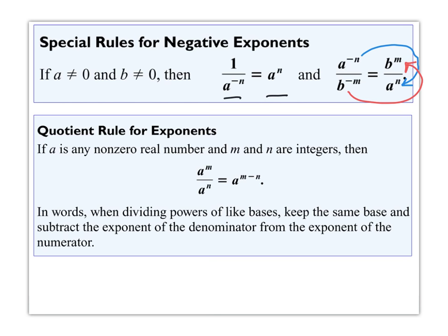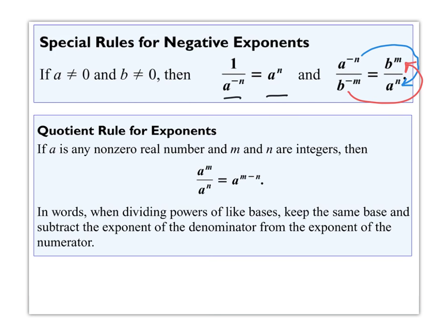The quotient rule for exponents says if a is any non-zero real number and m and n are integers, then a to the m divided by a to the n is found by subtracting: a to the m minus n. In other words, when dividing powers of like bases, keep the same base and subtract the exponent of the denominator from the exponent of the numerator.